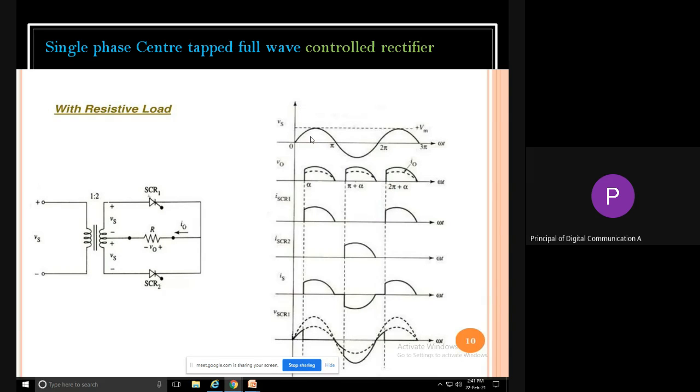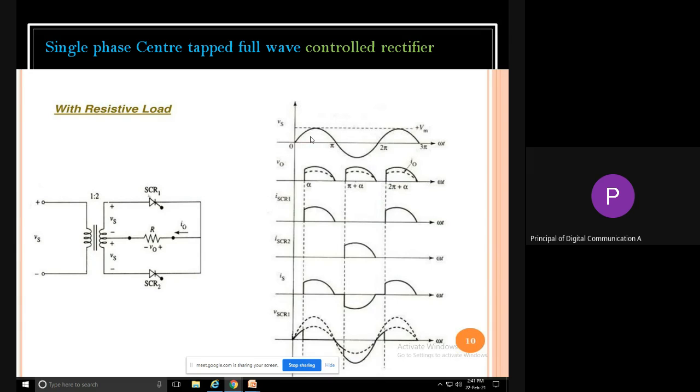That is the only difference between an uncontrolled rectifier and a controlled rectifier. If you use normal diodes, it is treated as an uncontrolled rectifier, and if you use SCRs, it becomes a controlled rectifier. That is the only change. But what is the effect on the output waveform or the working? We will see that in today's session by assuming a resistive load, because the load also affects the functioning of the circuit.